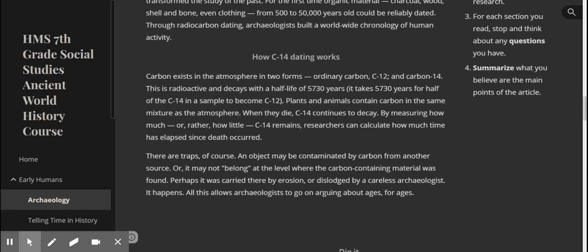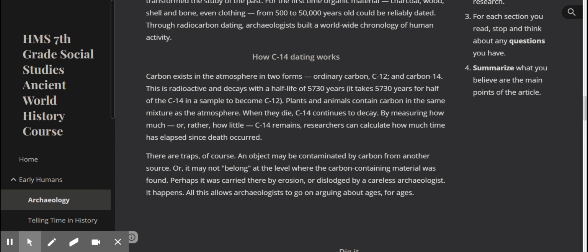How C14 dating works. Carbon exists in the atmosphere in two forms: ordinary carbon, C12, and carbon-14. This is radioactive and decays with a half-life of 5,730 years. It takes 5,730 years for half of the C14 in a sample to become C12. Plants and animals contain carbon in the same mixture as the atmosphere. When they die, C14 continues to decay. By measuring how much, or rather how little, C14 remains, researchers can calculate how much time has elapsed since death occurred.